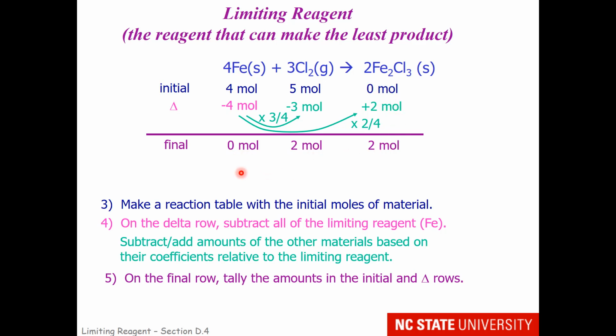So take a look at that for a minute. No moles of iron are left. 2 moles of Cl2 are left. 2 moles of iron 3 chloride are made. Does that work with what we got from the circle method?